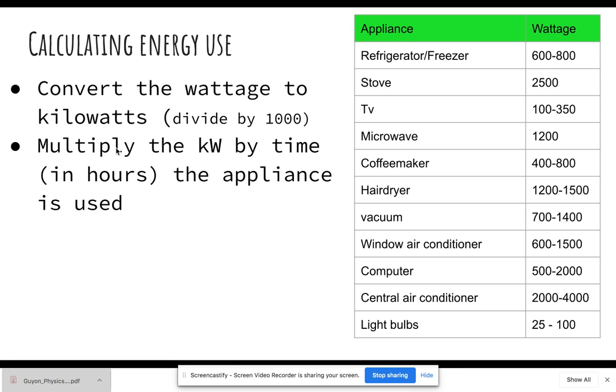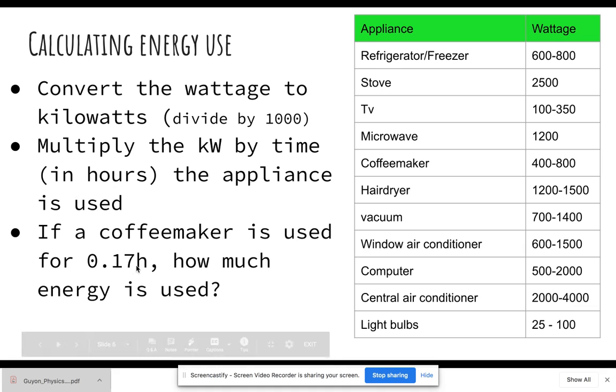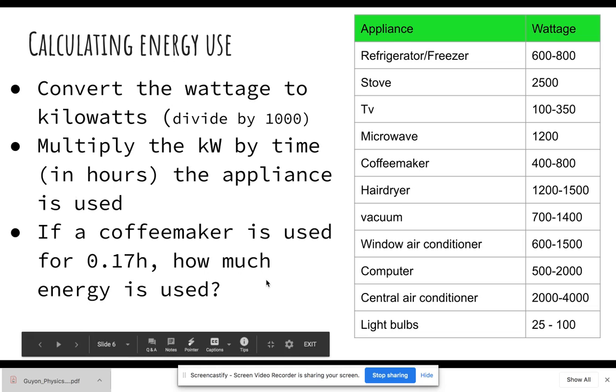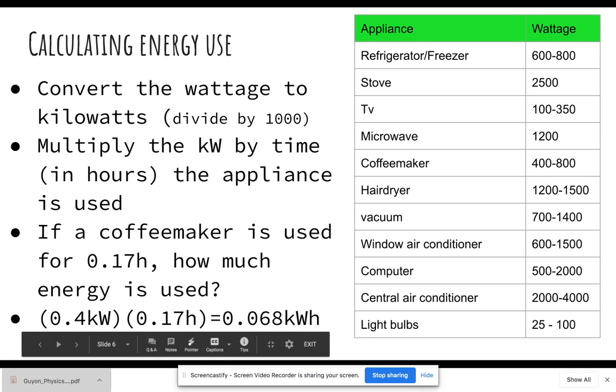Okay. Then you're going to multiply the kilowatts by the time in hours that the appliance is used. So, for example, if a coffee maker is used for 0.17 hours, which is about 10 minutes, how much energy is used? Okay. So for a coffee maker, if you look on the right-hand side, it ranges from 400 to 800. So let's just say 400 divided by 1,000. That gives us 0.4 kilowatts. Times 0.17 hours equals 0.068 kilowatt hours. Okay, so that is the energy that is being used.